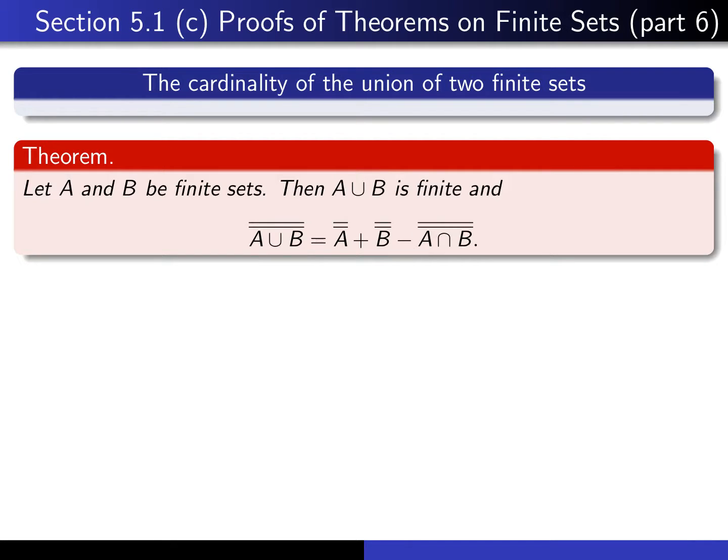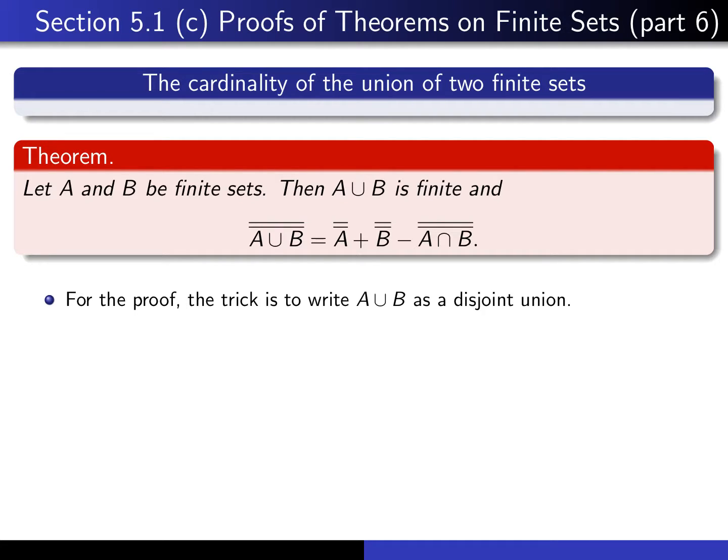Here's the theorem that we're going to prove. If A and B are any two finite sets, then their union is finite, and the cardinality of A union B is the cardinality of A plus the cardinality of B minus the cardinality of the intersection of A with B. So this is a more general theorem than the one we did a few lectures ago dealing with the cardinality of the union of disjoint sets, and it shows us that this correction term is what makes things right in the general case.